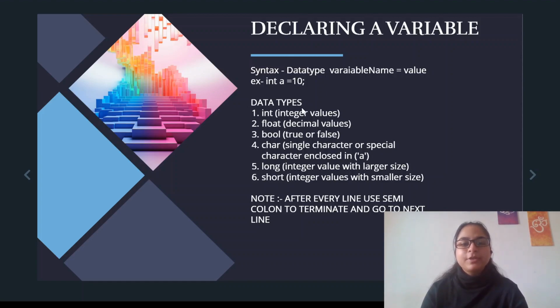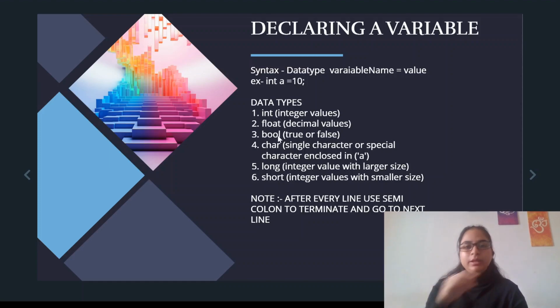There are various types of data types in C++. A few of them are listed below. First is int, which is known as integer value. Float includes decimal values, that is point values like 4.5, 2.3. Then we have bool. Bool is boolean, which provides the answer in terms of true or false. If the answer to a given condition is in terms of true or false, or yes or no, then we use the data type known as bool.